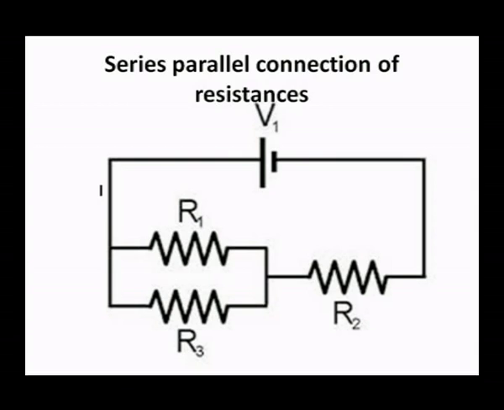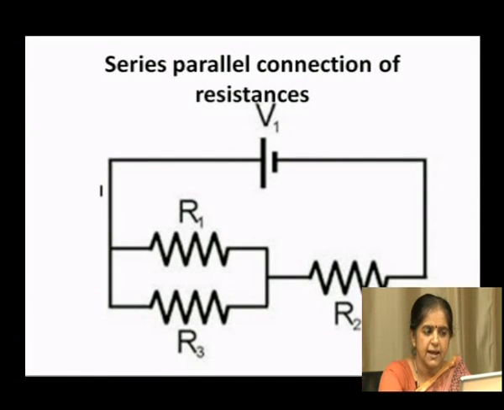The entire combination is connected across a supply voltage of V1 and I is the total current in the circuit. When this current comes to this point it splits into two currents I1 as well as I3, and the same current I is flowing through the resistance R2. So, what will be the characteristics of series and parallel circuits? In case of series and parallel circuits, it contains the characteristics of both series as well as parallel circuits.